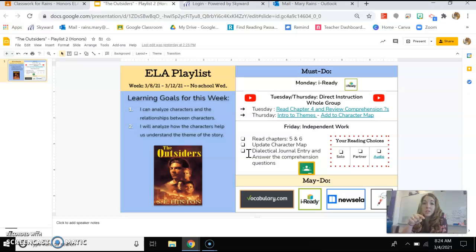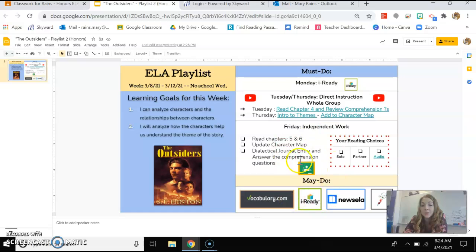The only difference about this week versus weeks past is that for the dialectical journal entry, I actually included 2 in there. Now that we're really getting into it, what are 2 important quotes? It's not that much more work, but I did think it was important for these chapters to have 2 important quotes.